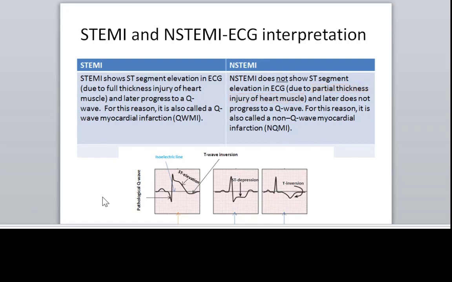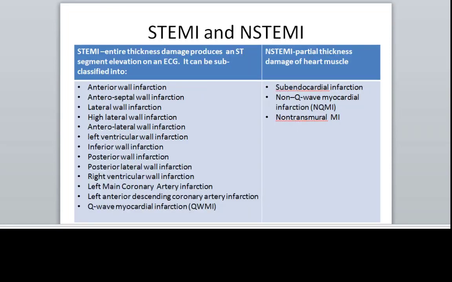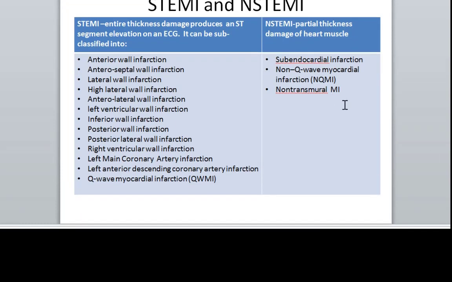And then I have some terms there about Q waves and non-Q waves. But the next slide is when I did a little bit of research to find this slide to show you that when you see certain terms, you're going to know it's a STEMI. And it's pretty obvious here, everything is a STEMI except for this subendocardial infarction, a non-Q wave, and a non-transmural MI. So most of the time you're going to be coding the STEMIs instead of the non-STEMIs.